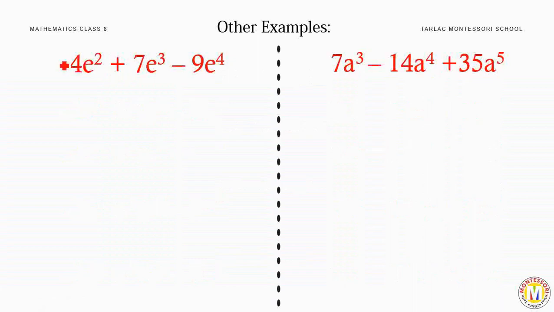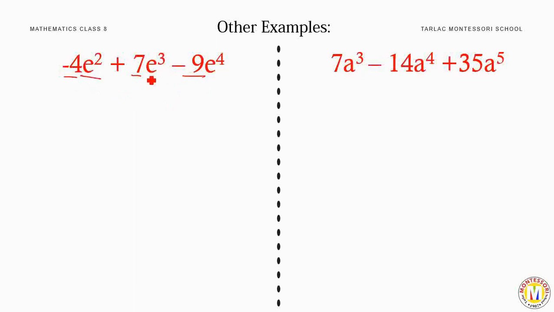Another example, we have here negative 4e raised to 2 plus 7e raised to 3 minus 9e raised to 4. Now, you can observe here we have negative 4, 7, and negative 9. Those constants don't have any common factor except for 1. So we won't be able to move out any common factor for negative 4, 7, and negative 9, since if we move out 1, that would still be negative 4, 7, and negative 9 inside the parentheses. So it's like moving out nothing.